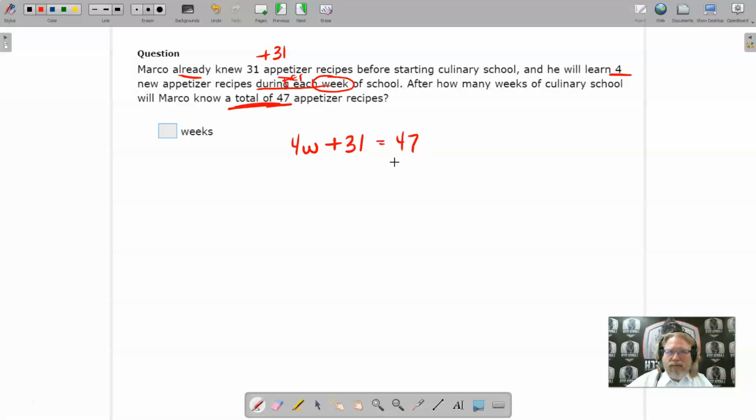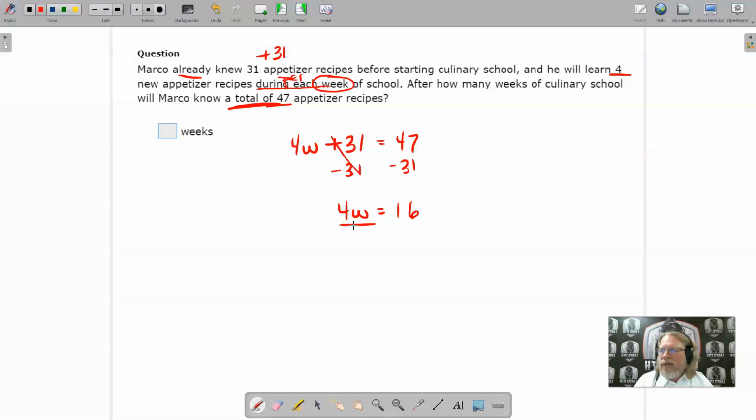So now we have a two-step equation. Before we deal with the 4W, we need to deal with the plus 31. So let's go ahead and subtract 31. And what we do to one side, let's go ahead and do to the other. The positive and negative 31 are going to cancel each other, leaving us with 4W. And 47 minus 31, well, 7 minus 1 is 6. And 4 minus 3 is 1, so we have 16. The difference is 16. Now, let's go ahead and divide, because the 4 is tied to the W through multiplication.